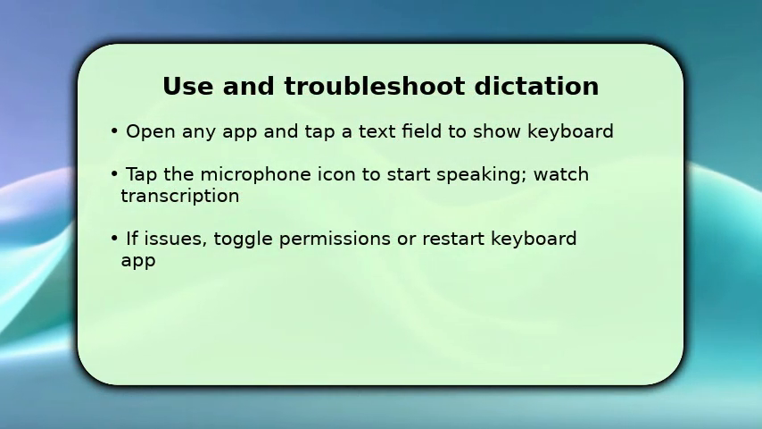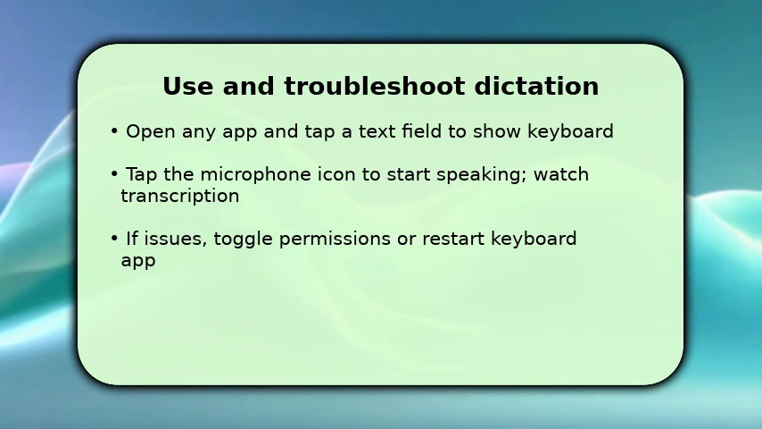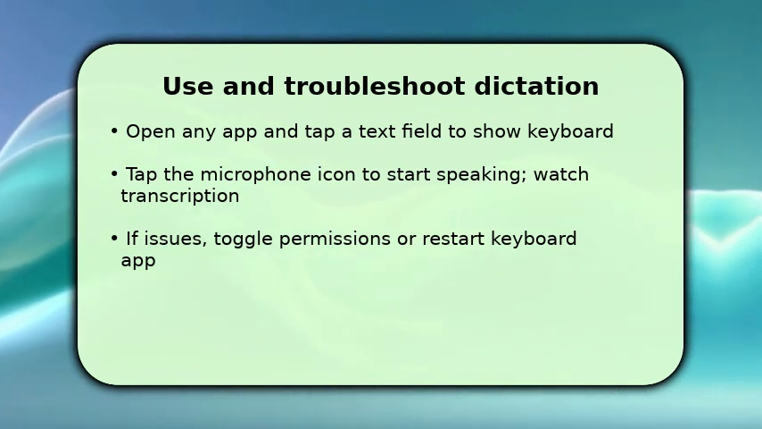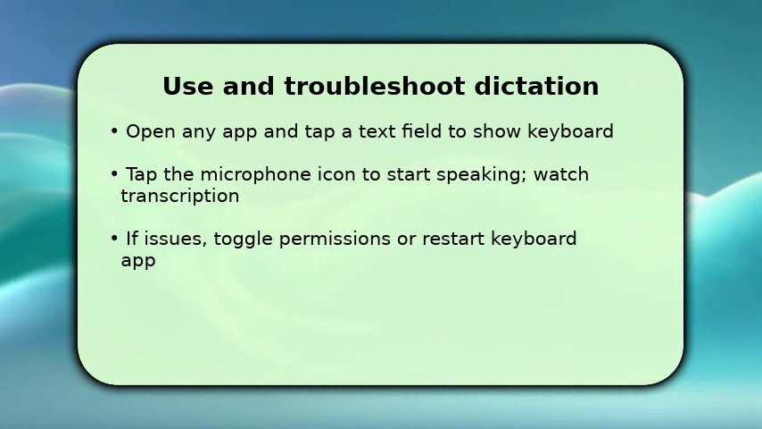Now test it. Open Messages or Notes and tap a text field to bring up the keyboard. Tap the microphone icon to begin speaking. Speak clearly and watch live transcription. If you need punctuation, say the symbol out loud or use voice commands supported by the keyboard.